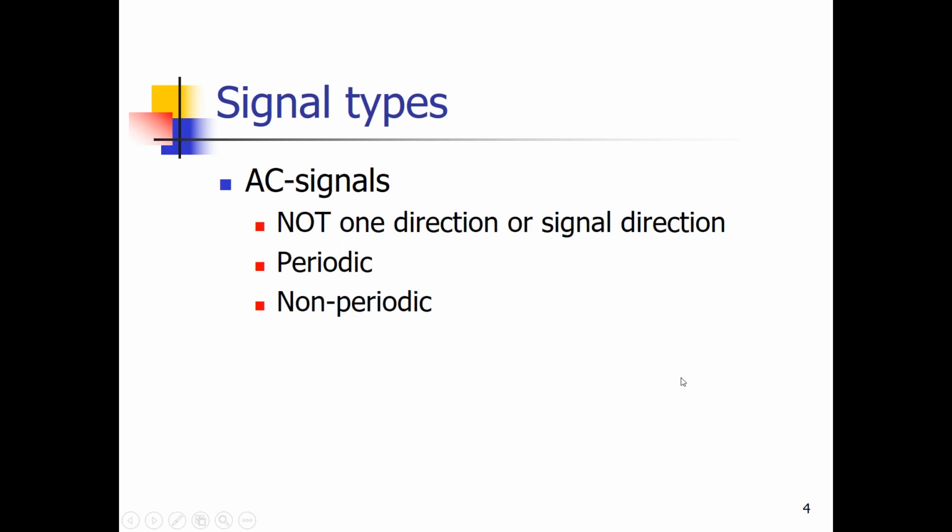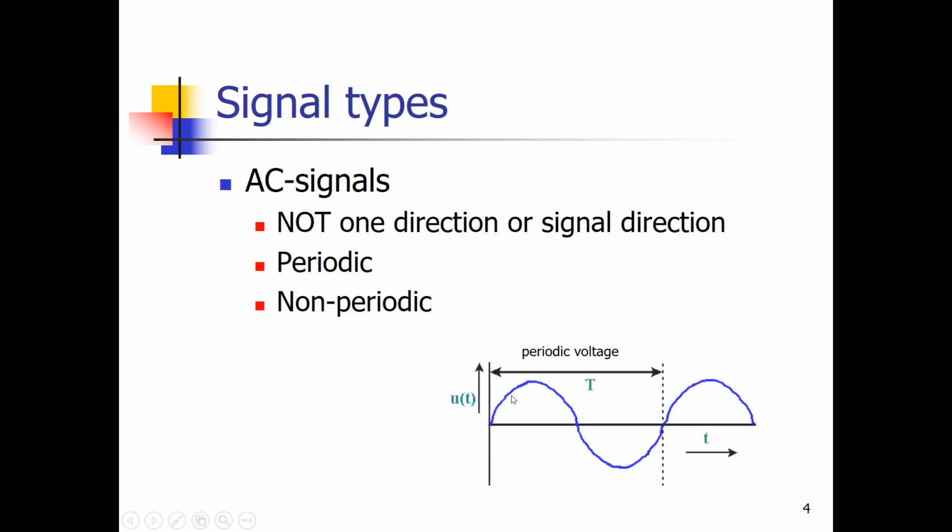AC signals do not have one direction or signal direction. They always cross the zero voltage or zero current or whatever the unit might be, the zero line. It might be either periodic or non-periodic. In this example we have a periodic voltage because after this time the signal repeats again. This is what we call the period time.